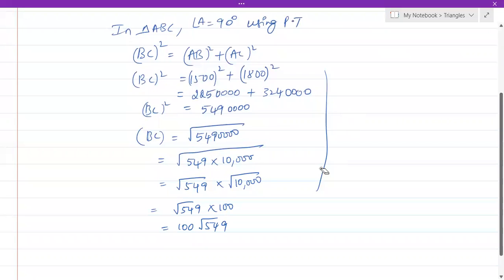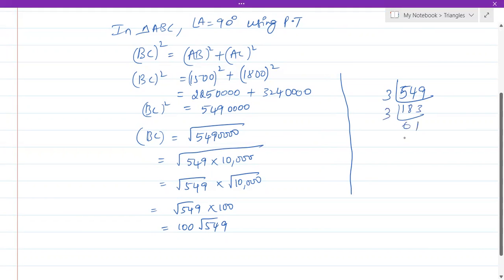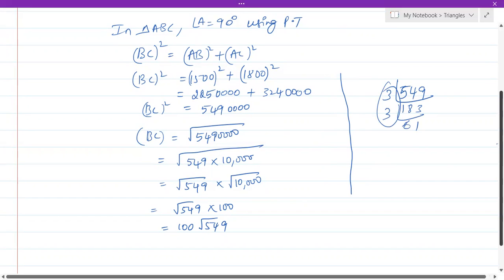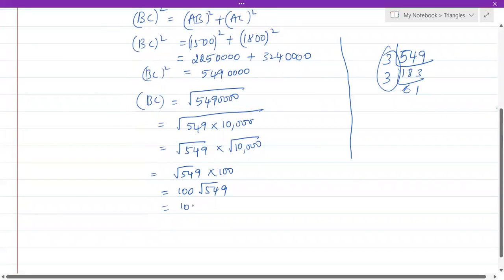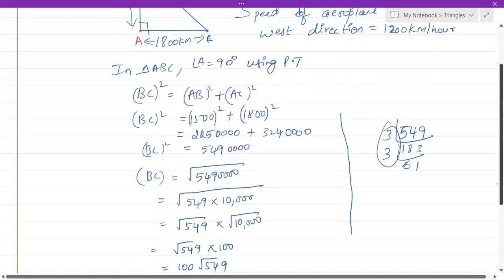This 549 can be further simplified. This goes by 3 tables. 3 ones are 3, 3 8s are 24, 2 carry, 3 3s are 9, 3 6s are 18, 3 1s are 3. 61 itself is a prime number. So this is a pair. Out of this pair, we'll take one number outside. One without pair stays inside the root. So 100 into 3, 61 doesn't have pair, so it stays inside. So it will become 3 into 100 is 300 root 61 kilometers. That is the distance between two planes after 1.5 hours.